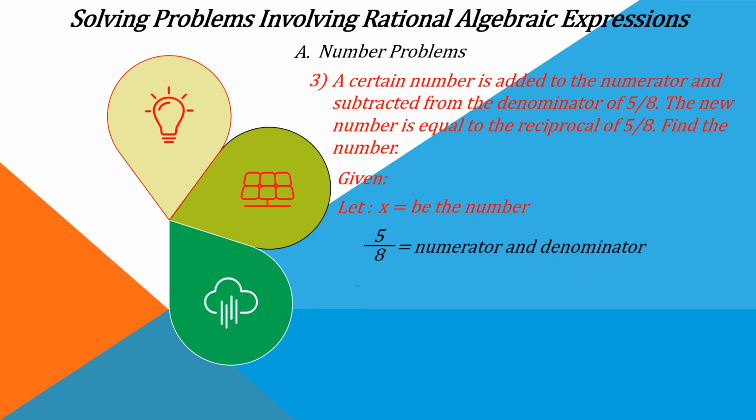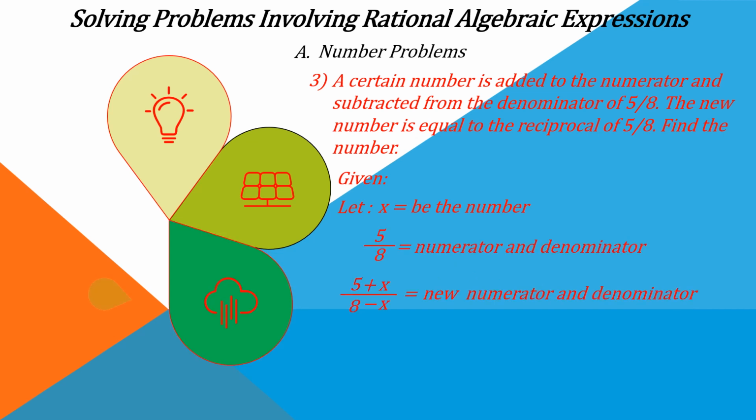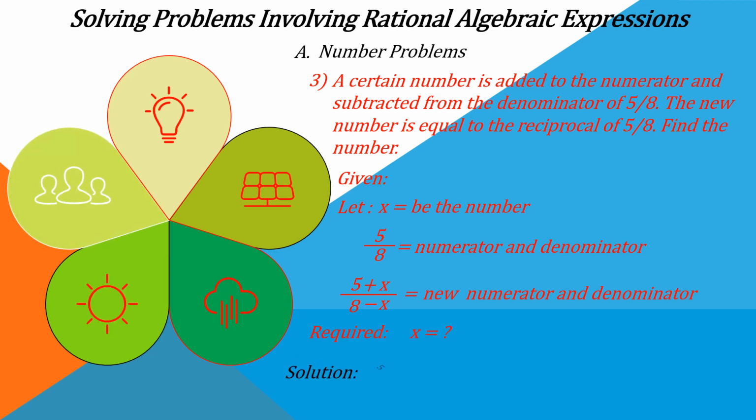5 over 8 is the fraction, and 5 plus x over 8 minus x is the new numerator and denominator, and this is equal to, required is x equals question mark, and this is the solution. 5 plus x over 8 minus x is equal to 8 over 5, and that is our reciprocal of 5 over 8. Again, we have the equal sign between the two expressions.